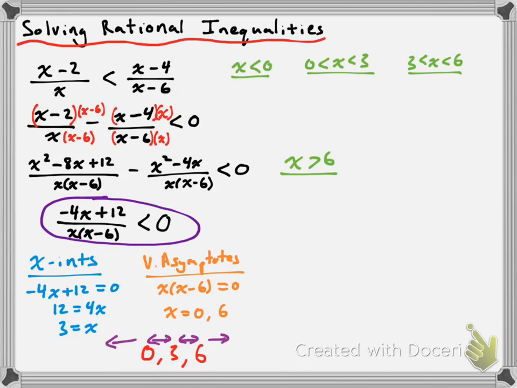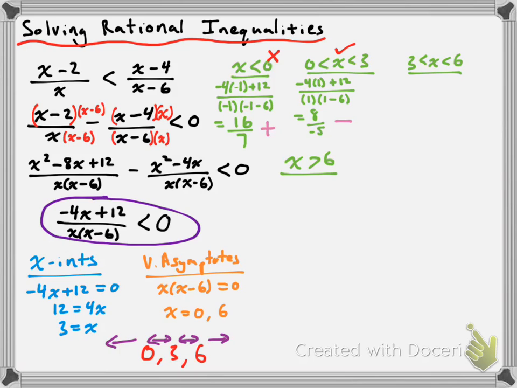So for x is less than 0, I am going to choose -1. So I'm going to sub -1 in for x, and we get -4 times -1 plus 12 over -1 times -1 minus 6. That simplifies into 16 over 7, which is positive. So that means that x is less than 0 is not a solution. For x between 0 and 3, I'm going to take a test value of +1. So -4 times 1 plus 12 over 1 times 1 minus 6. That simplifies to 8 over -5, which is negative. Again, we want negative answers, so this interval is going to be part of the solution.